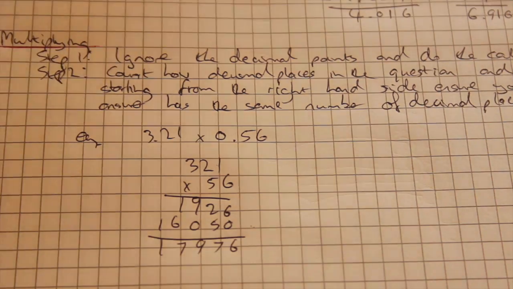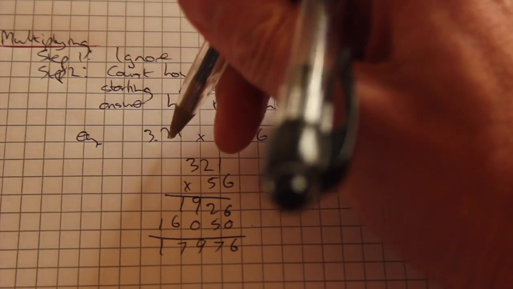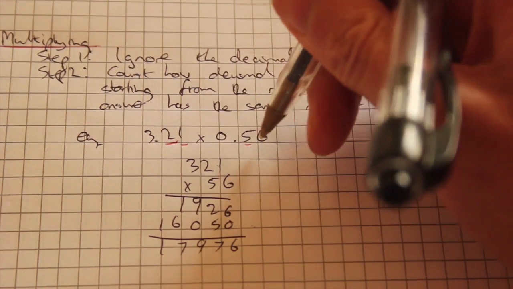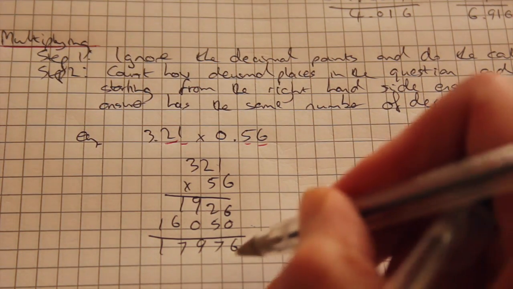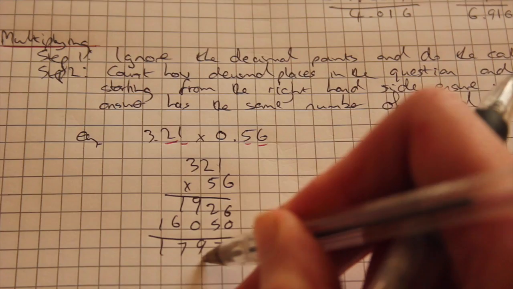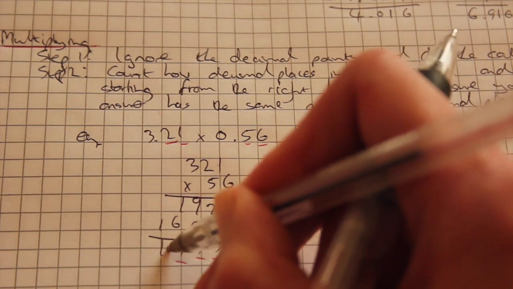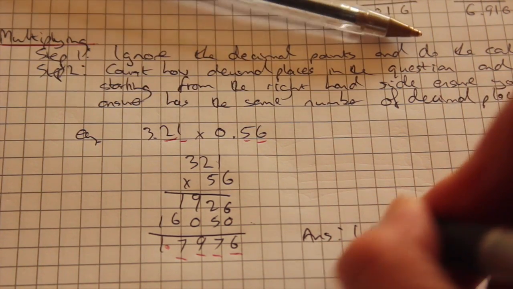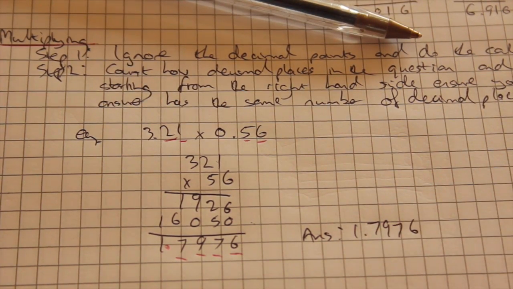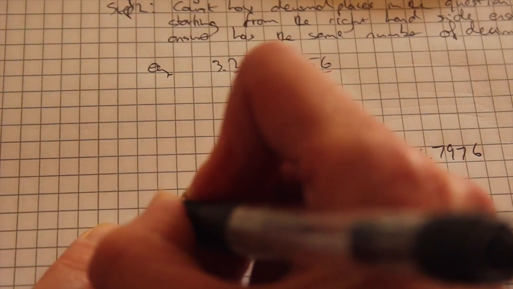Now, this is where I'm going to insert the decimal point in my answer. I've got 1, 2, 3, 4 decimal places in the question. So starting at the right, I'm going to count back 1, 2, 3, 4 decimal places. So I'm going to insert my decimal point there. So my answer is 1.7976. I'm going to do another one just like that.